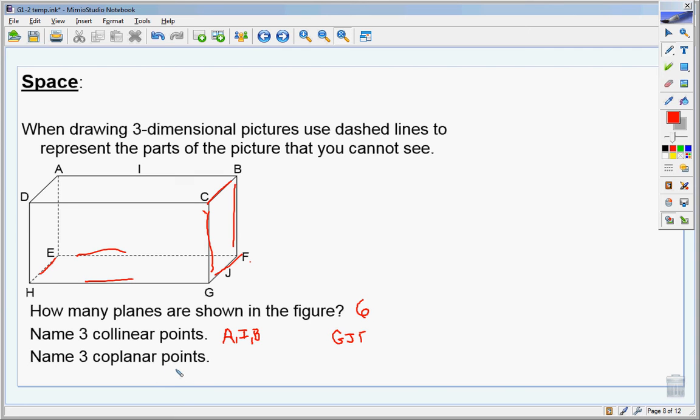Everybody okay with collinear and coplanar? If you did write down just any 3 points for the coplanar, would that be incorrect? No. I mean, if it's on the question, it would be correct. They are coplanar.